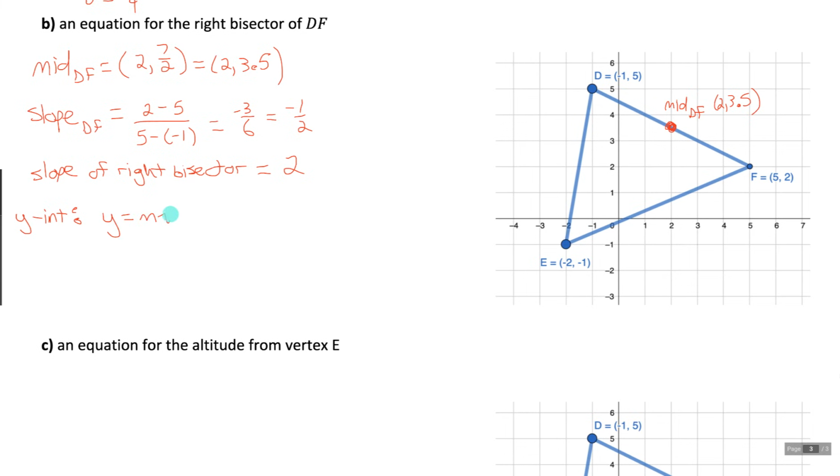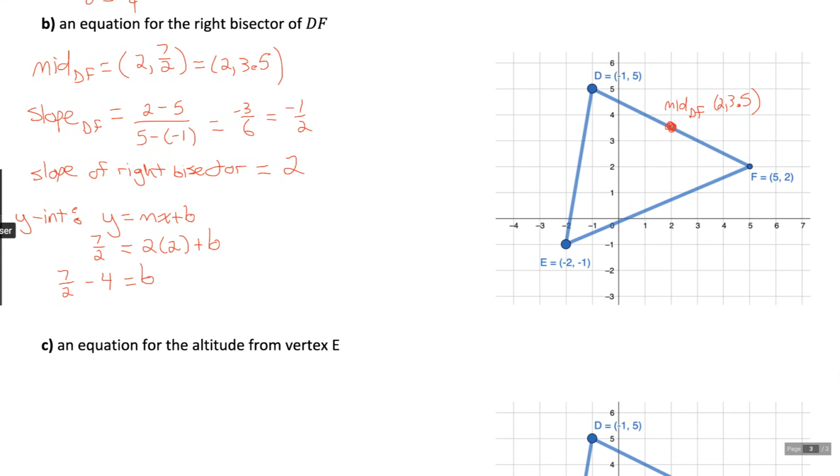So into y equals mx plus b, I know the slope is 2, and then for x and y, I sub in the x and y coordinates of any point on my right bisector. The only point that I know is on my right bisector is the point (2, 3.5). So I'll plug in 3.5 for y. I'll write it as a fraction, 7 over 2, and 2 for x. Now I can solve for b. So I've got 7 over 2 equals 2 times 2 is 4 plus b. So I'll move that 4 to the other side. So it'll be minus 4.